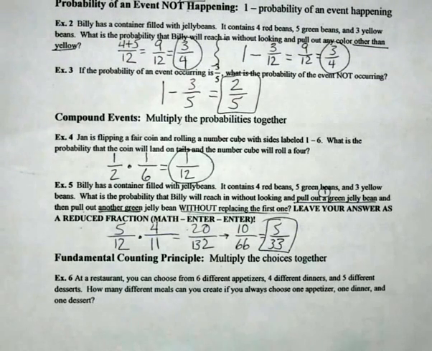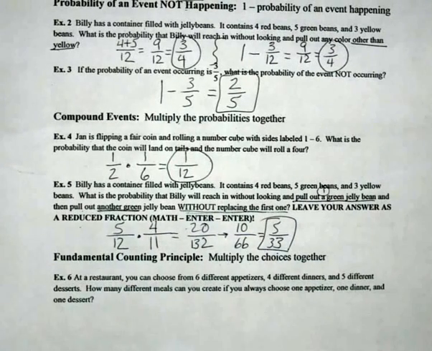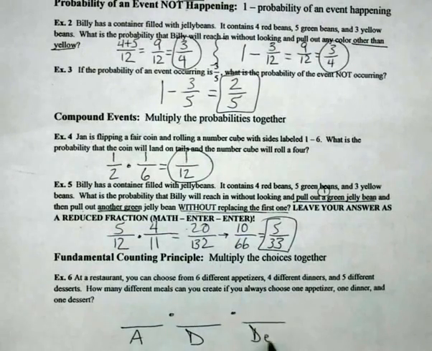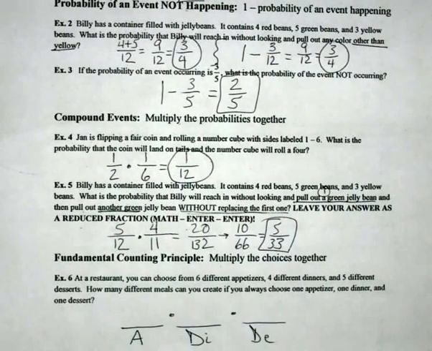Finally, last one on this side of the page is called the fundamental counting principle. Sounds complicated. Again, we're just going to multiply the choices together. I walk into a restaurant. Sounds like all the commercials you see right now for Applebee's and Chili's and all these places. At a restaurant, you can choose from 6 different appetizers. So I'm going to get an appetizer, 4 different dinners, and 5 different desserts. How many different meals can you create?